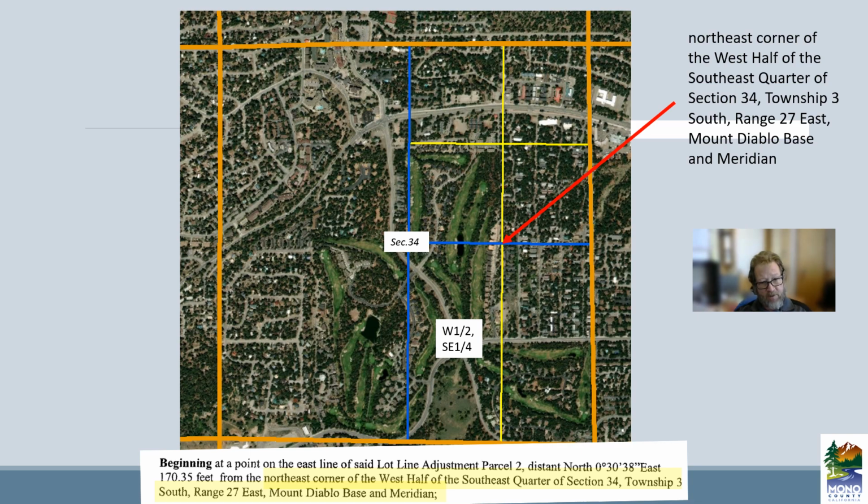And there it is. So the legal description reads that we need to begin at a point on the northeast quarter of the west half of the southeast quarter of section 34, Township 3 South, Range 27 East, Mount Diablo baseline and meridian. That's all pointing to this point right here. That point is where you need to start your traverse from.